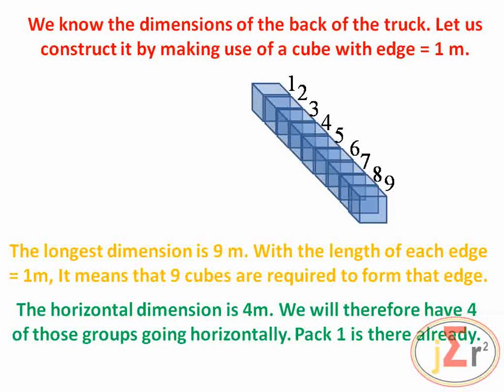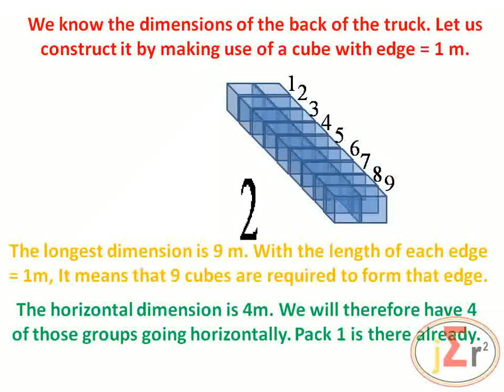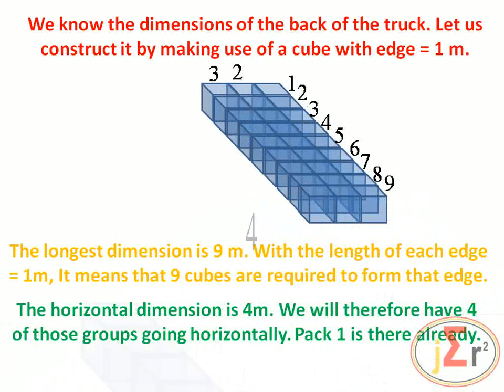The horizontal dimension, if we can remember, and if you don't, we have that on the screen right there. So the horizontal dimension is 4 meters. We will therefore have 4 of those groups going horizontally. And of course the first pack is there already. So in the other direction, we have 4 meters. That means we have 4 cubes going in that direction, 4 cubes of edge 1 meter each. And we have the first pack already. So we are going now in the horizontal direction.